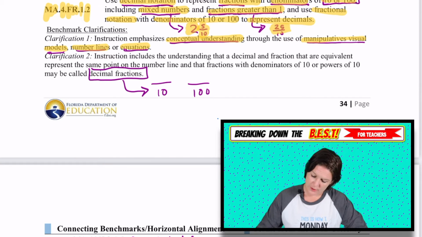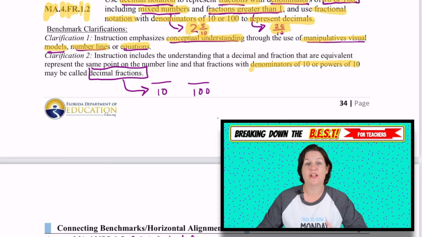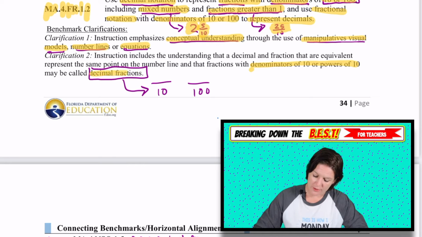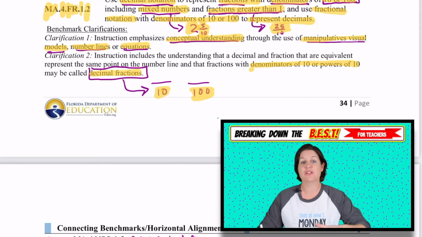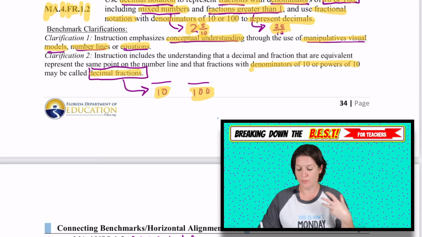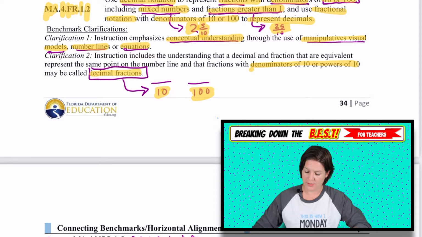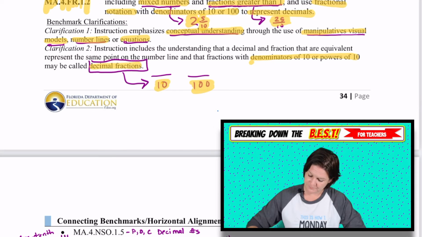Clarification number 2 is I just thought that this denominators of 10 or powers of 10 are called decimal fractions. That's where we have 10, 100, eventually 1,000, 10,000 in the denominator. Those would be powers of 10, denominators with powers of 10.